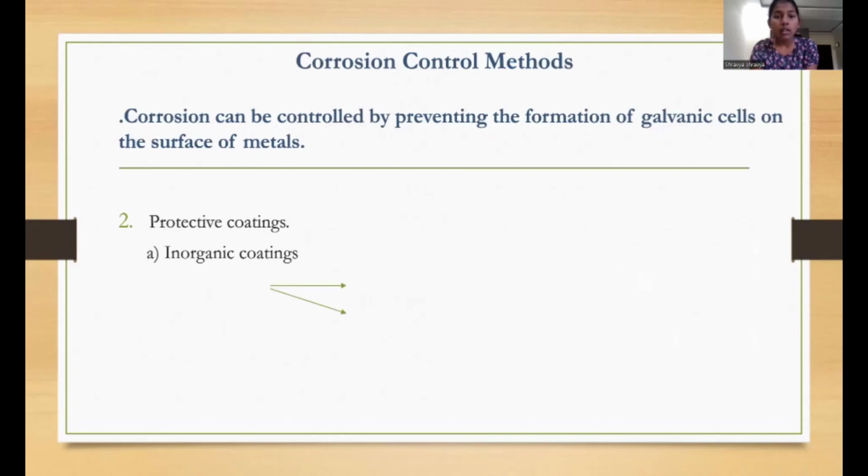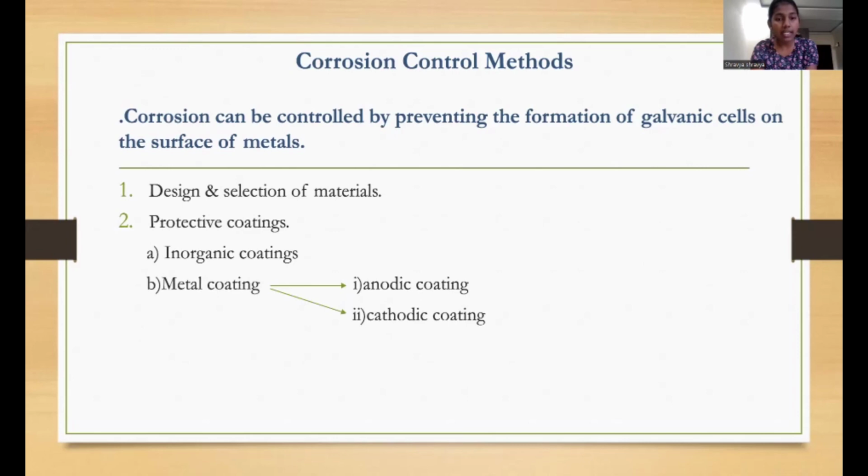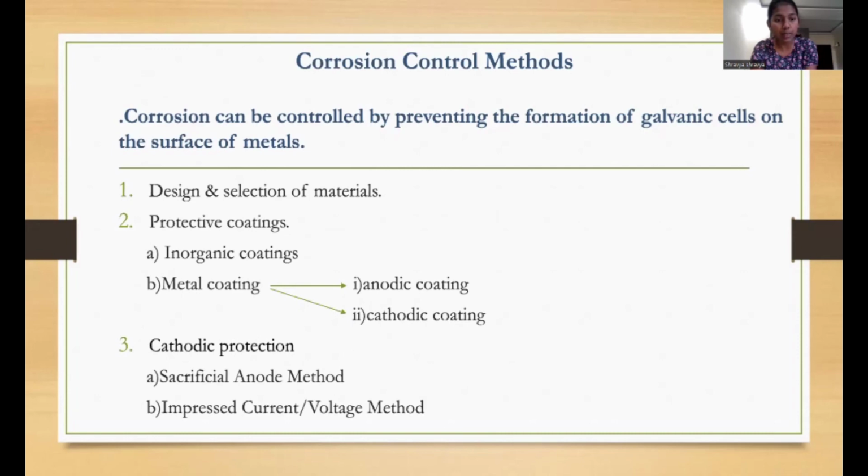And now corrosion control methods. In that, corrosion can be controlled by preventing the formation of galvanic cells on the surface of the metal. Here we have two types: design and selection of materials, and protective coating. In protective coating, we have two types: inorganic coatings and metal coating. In metal coating, we have two types: anodic coating and cathodic coating. And the third one is cathodic protection. In that, we have two types: sacrificial anode method, and impressed current and voltage method.